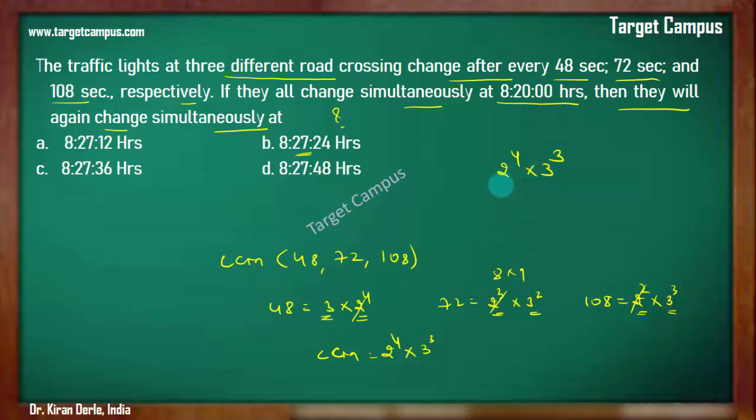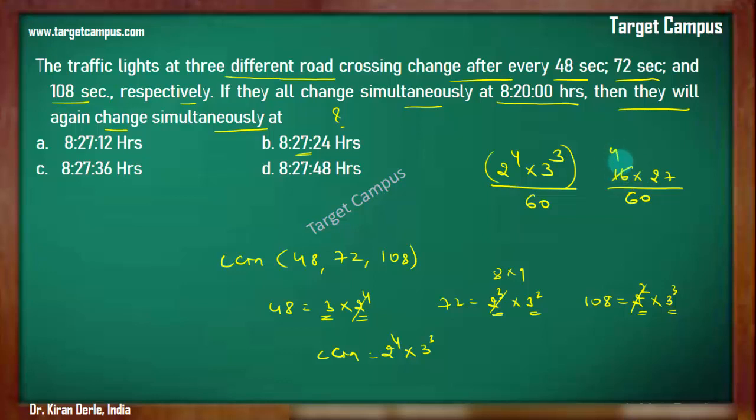If you want to convert this into minutes, we have to divide by 60. This is in seconds: after these many seconds all three bells will toll together. So we divide by 60. This will be 16 into 27 upon 60. This is in minutes that we are going to get.